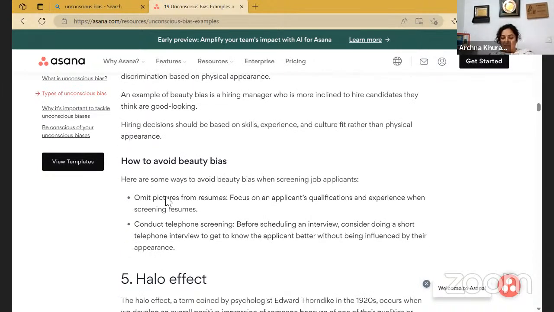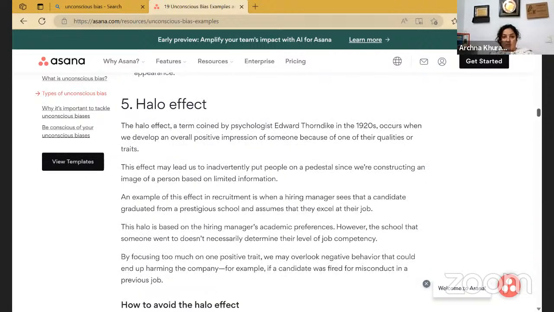So same thing, the first is omit pictures from the resume can be the one, then second is telephonic screening can be the one, which is really important. And looking into the skill set when you are doing performance management system, purely talk about skill set.